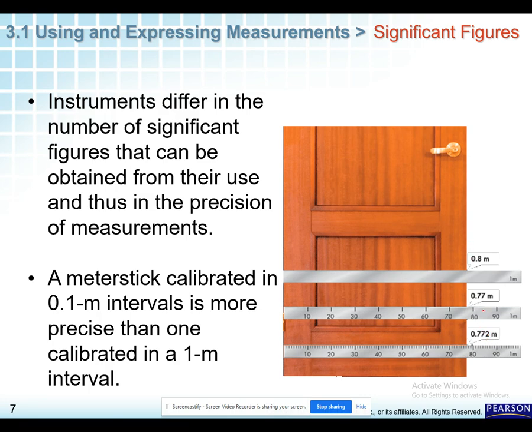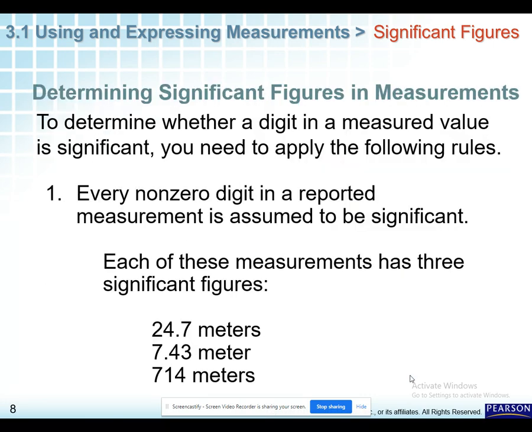So all of these give different numbers of sig figs. For example, this one has 1, this one has 2, and this one has 3. So there are 3 different tools, so that's what it means by instruments differ in how many sig figs they can give. So the more precise the tool, the more sig figs you're going to have. So determining sig figs is what we're going to do today, and then tomorrow we're going to learn how to calculate with them. Because in order to calculate, you're going to have to know how to find them, and so that's why we're going to spend an entire day on it.